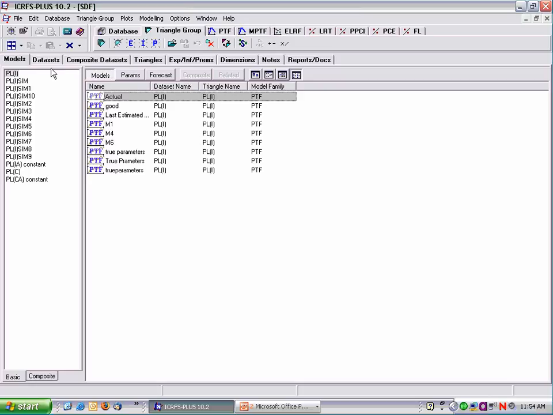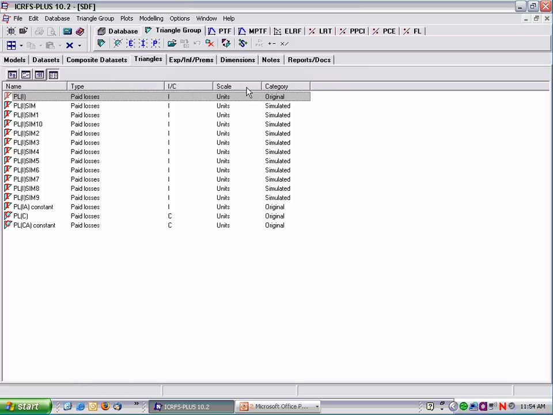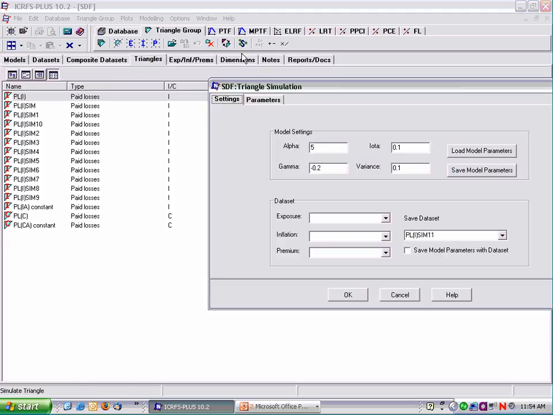What are going to be the features of this triangle? So let's go to triangles, highlight this one, let's do a simulation. We'll do a simulation where the level is 10, the actual inflation is 0.1, in other words 10%, the decay parameter is 30%, and the variance of the normal distribution, say 0.08, and this will be called PLI Sim 11.